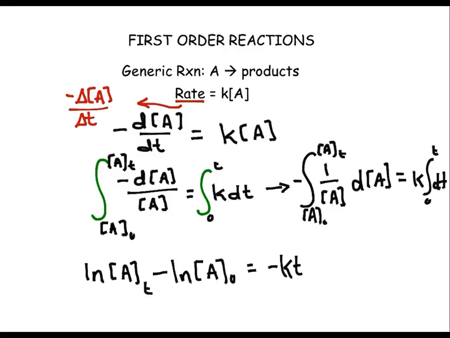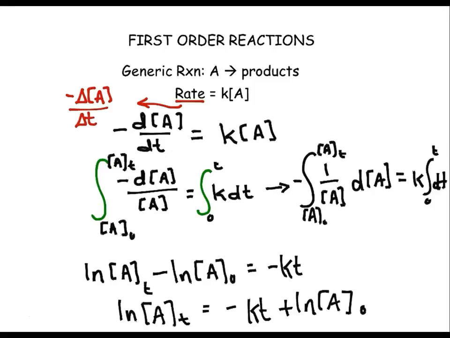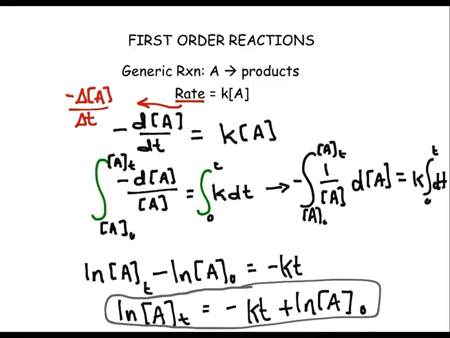So you see that at the bottom now we have natural log of A at time t, and we subtract from that natural log of A at time 0, and that's because it goes from time t, and we integrate that down to the initial time 0. And then if we rearrange this equation just a little bit, we move that natural log of A sub 0 to the other side, and we end up getting this final expression here, which is our integrated rate law for first order rate laws.